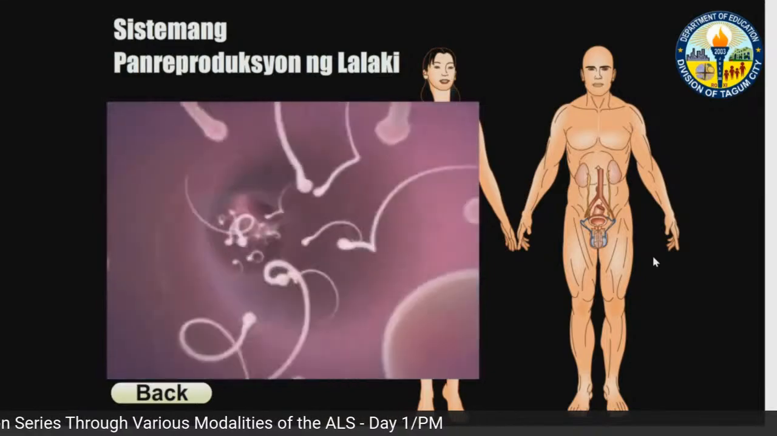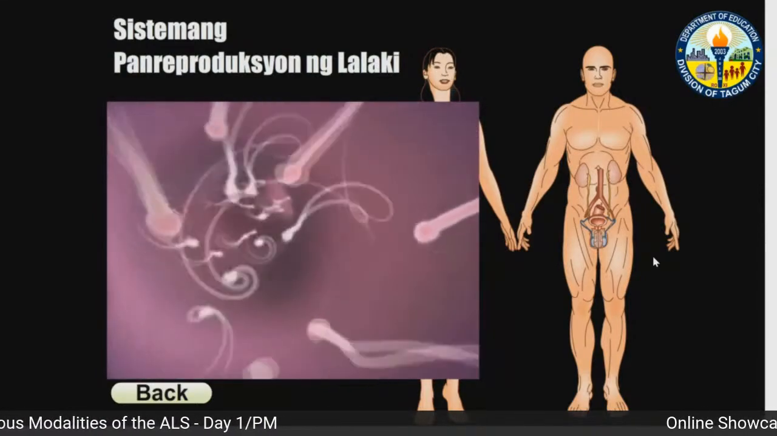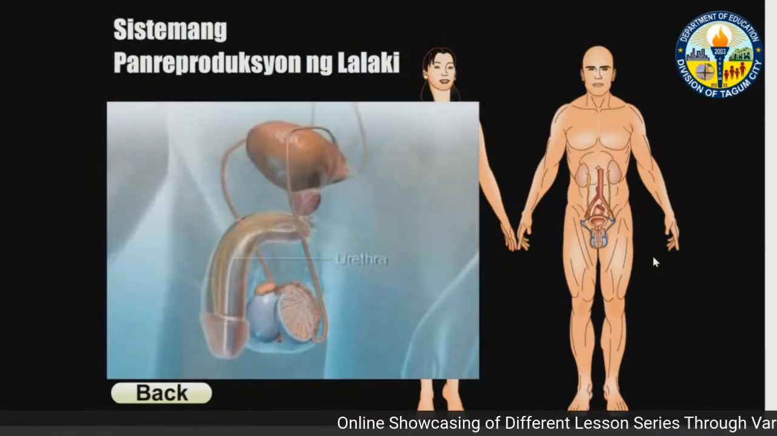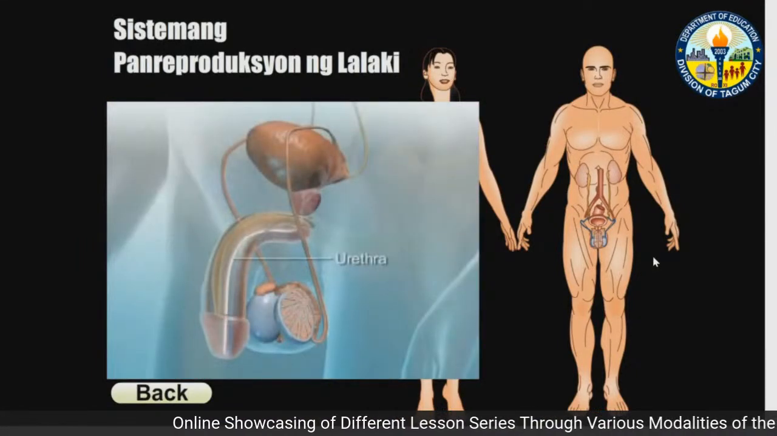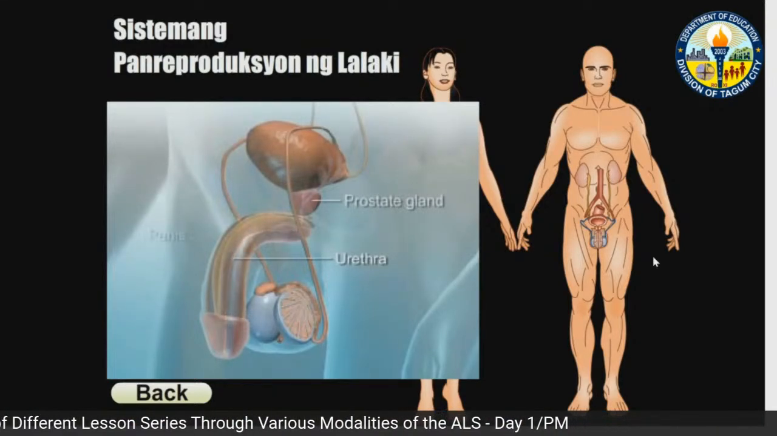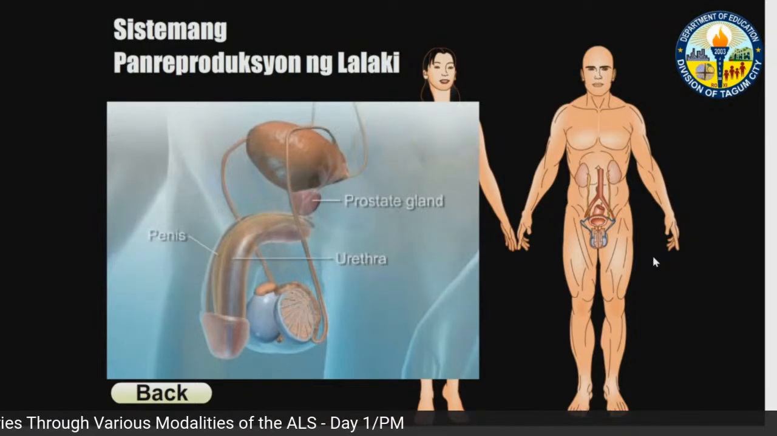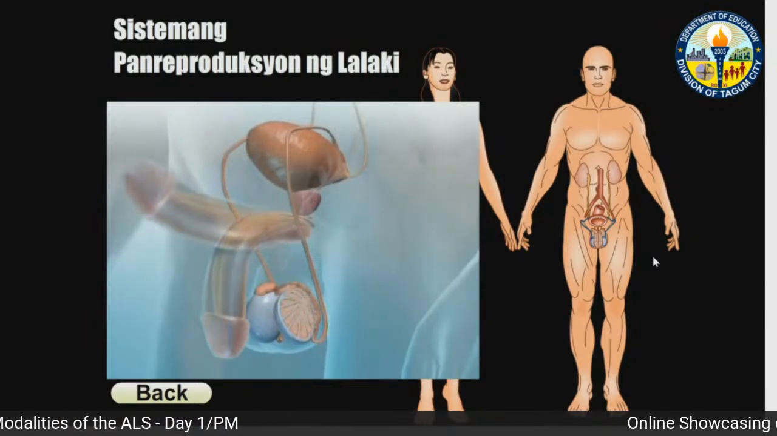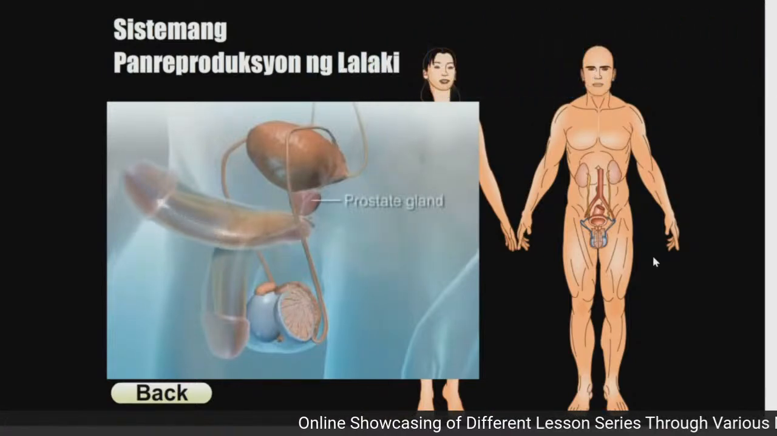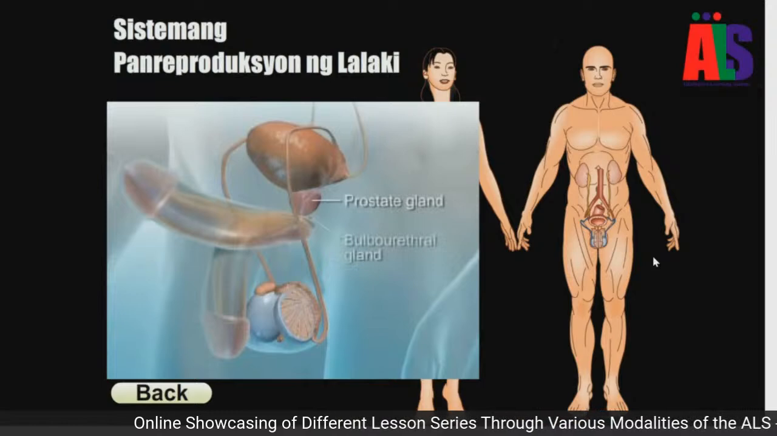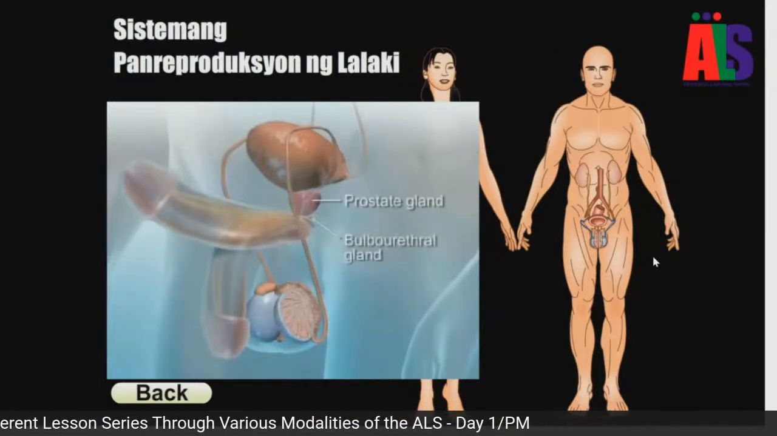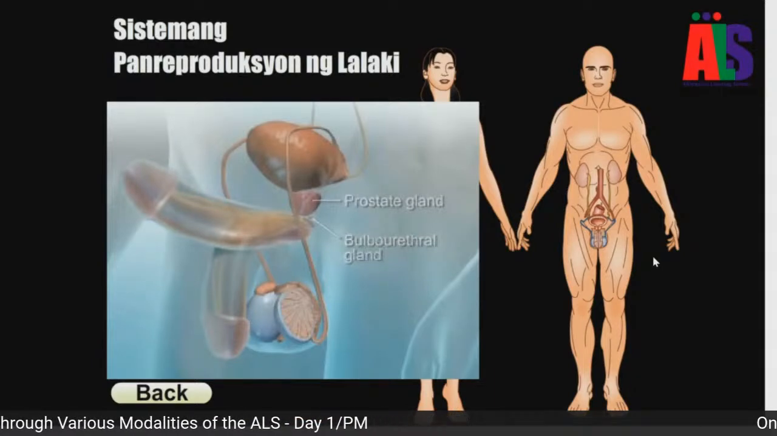Mula sa seminal vesicles, lumalabas ang semen sa urethra sa panahon ng pagtatalik. Ang urethra ang daluyan din ng ihi. Ang urethra ay napapalibutan ng prostate gland. Ang kahabaan naman ng urethra ang pinoprotektahan ng penis. Ang sperm na lumalabas sa urethra ay tinutulungan ng alkaline fluid mula sa prostate gland na makadaloy sa urethra. Ganito rin ang gawain ng bulbourethral gland na naglalabas ng pre-ejaculatory fluid upang linisin ang urethra sa mga natirang ihi.